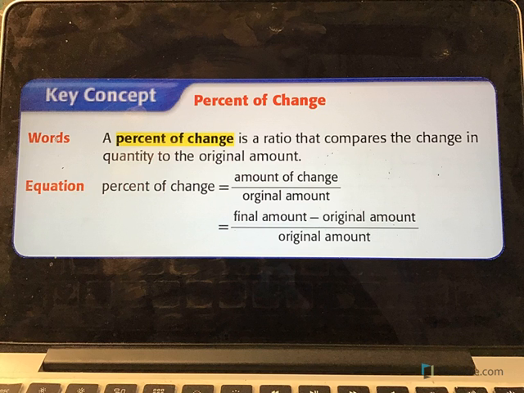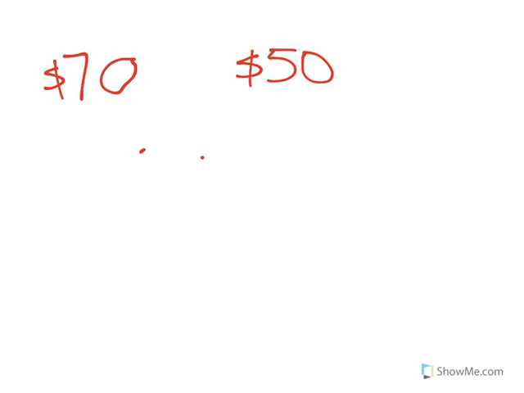Let's do discount first. Let's just say you found an electronic device that was normally $70, and now it's on sale for $50. What would be our percent change? Let's go back. Again, it's the amount of change over the original amount. How do we find the amount of change? We find the final amount subtracted by the original amount, the price it started off at, and then divided by the original amount. It went from 70 to 50, so our change is 20.